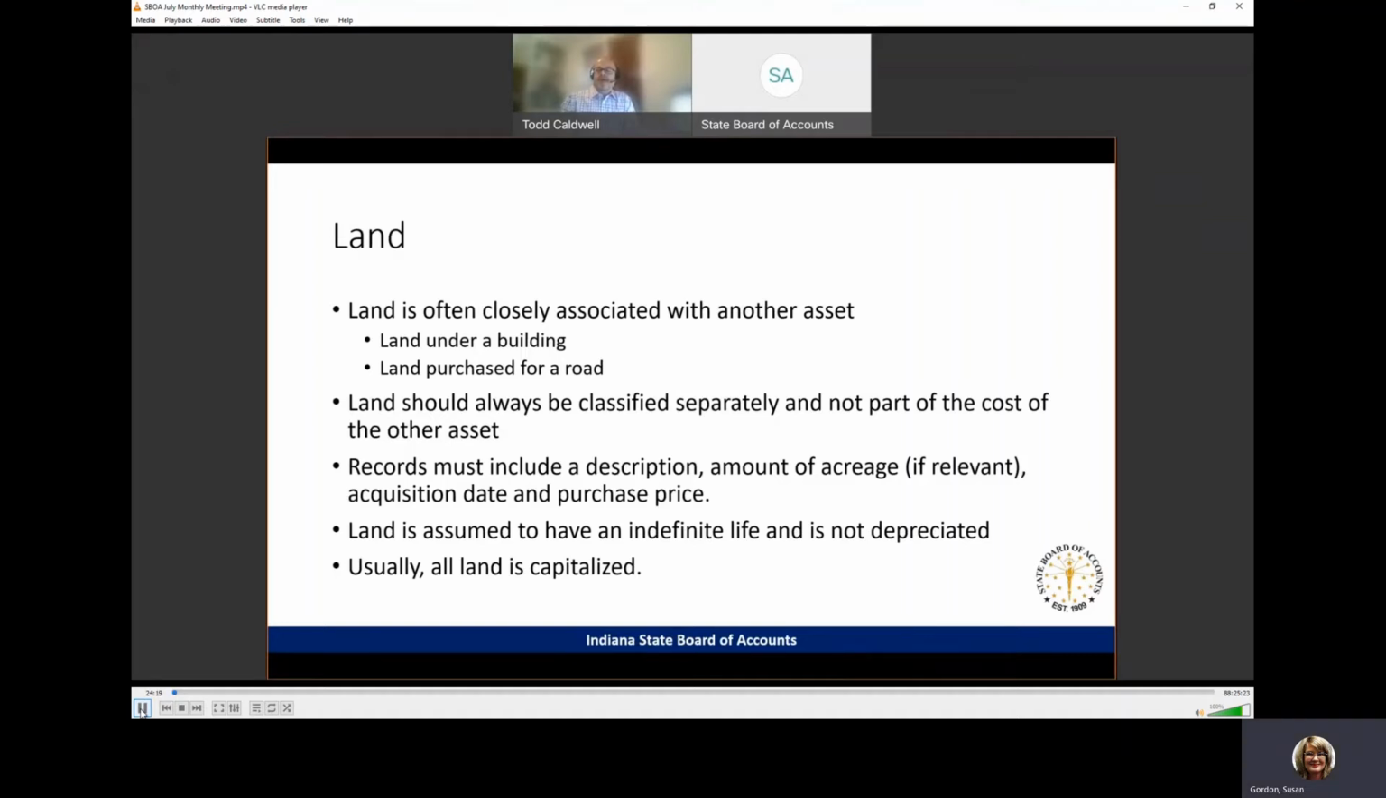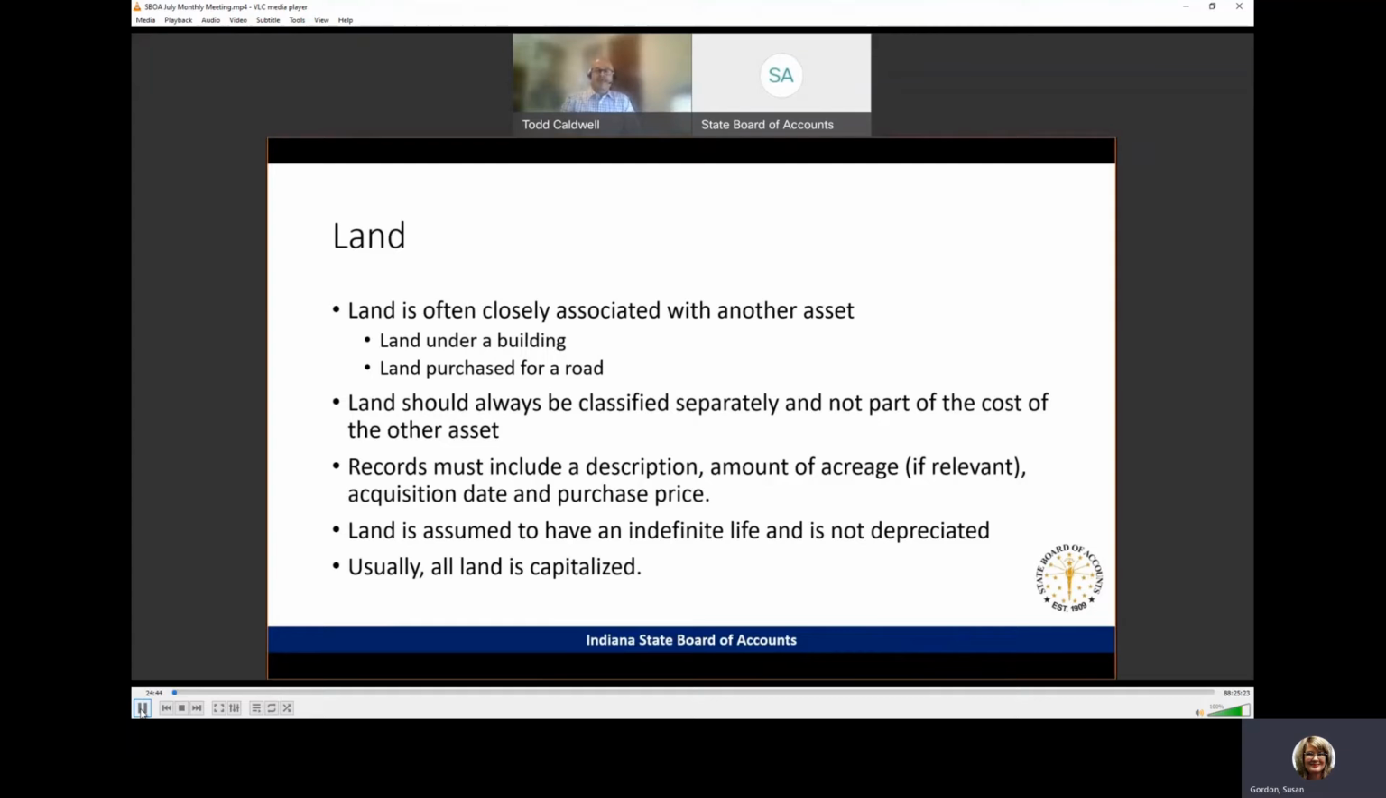Land is always separated out from the other assets, so land under a building is posted to the ledger as land, and the cost of the building is reported separately under buildings. The location and amount of land, as well as the date acquired and purchase price, should be included in the capital asset record. Also, try to include some information regarding the acreage or the size of the land.